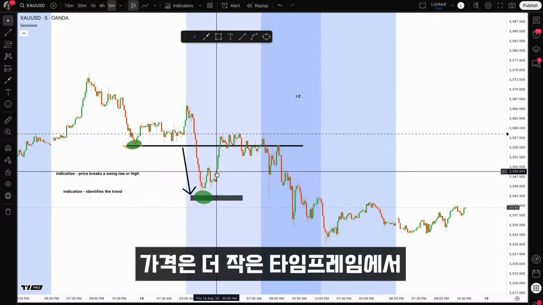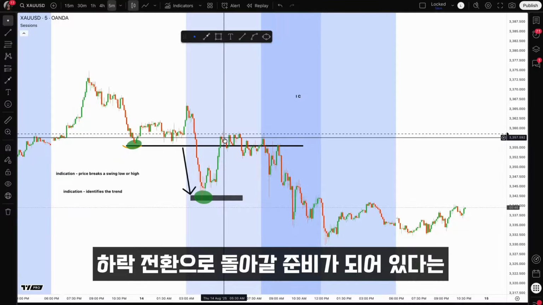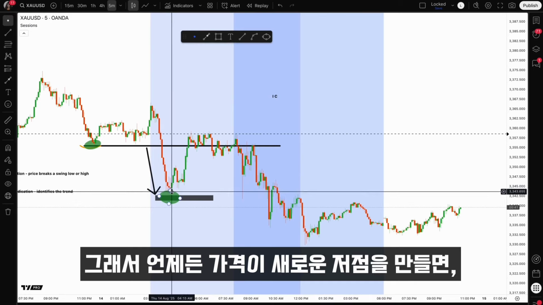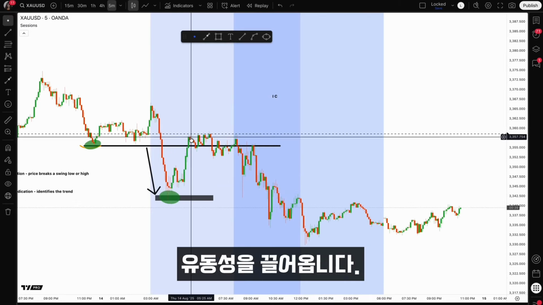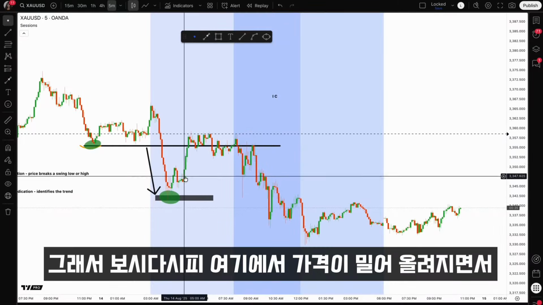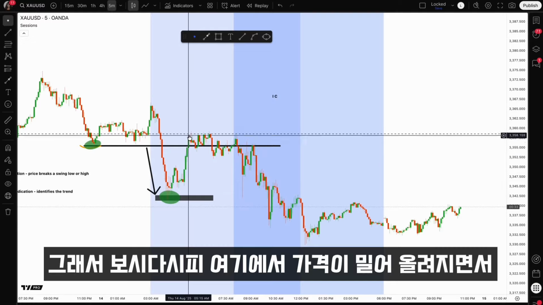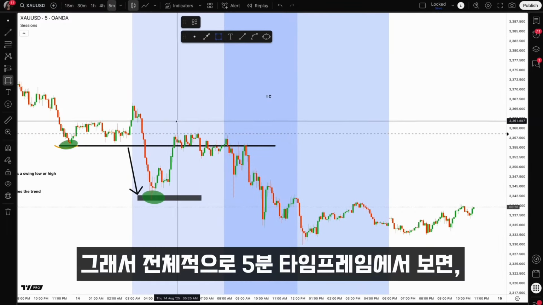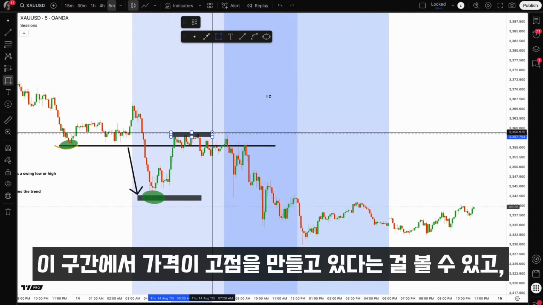Price is not showing any signs on the smaller time frame that it is ready to go back bearish, right? So whenever price makes a new low, it's going to react to it, and it's going to try to correct and grab liquidity, grab more money for the next pull down. So as you can see here, price ends up pushing up, giving us this high. So overall on the 5-minute time frame, we can see that this level right here is price having a high.